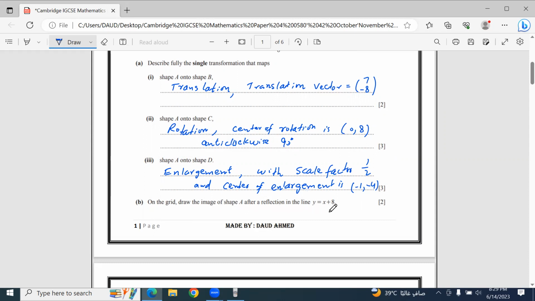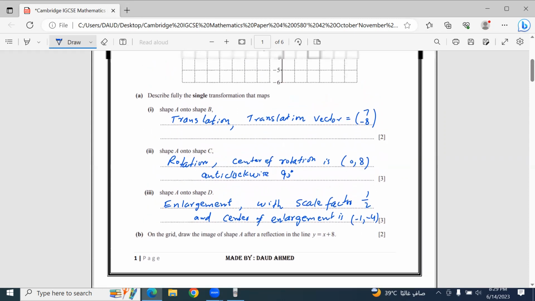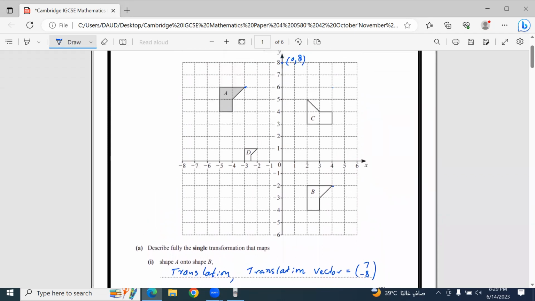Next, they say on the grid, draw the image of the shape A after reflection in the line y is equal to x plus 8. See, this we can try here up. y is equal to x plus 8. So if you have y is equal to x plus 8, that means our intercept is 8, this one, and your gradient is 1. It must be a sloping line, but we can choose 2-3 points that would help us to draw a line.